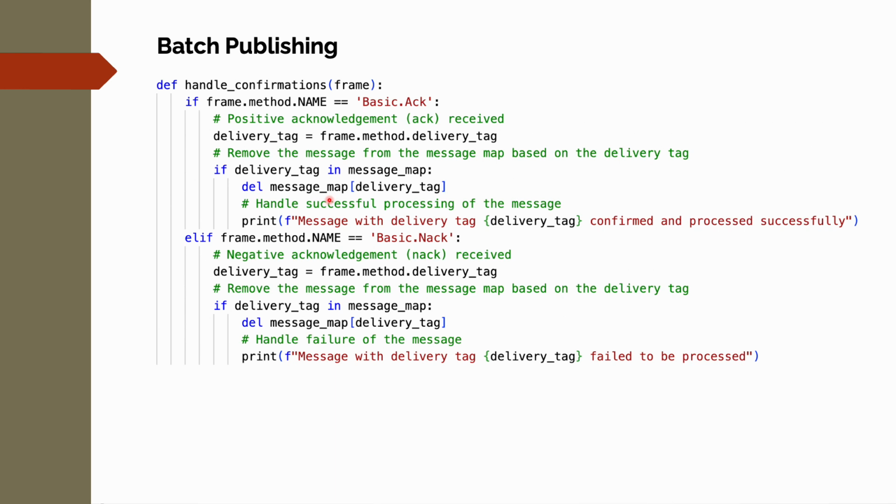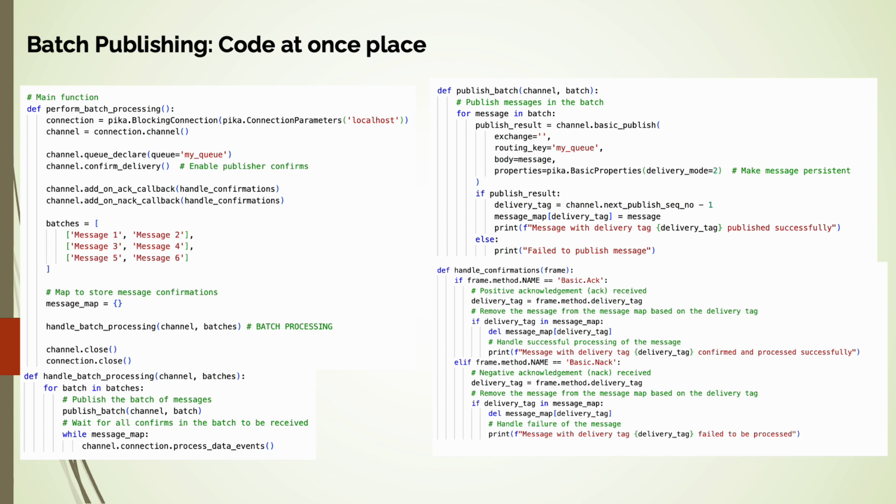Handles acknowledgements and negative acknowledgements received from RabbitMQ. Checks if the received frame is an ACK or NACK. If it's an ACK, extracts the delivery tag from the frame and removes the corresponding message from the message_map dictionary. Prints a success message. If it's a NACK, extracts the delivery tag from the frame and removes the corresponding message from the message_map dictionary. Prints a failure message. This summary provides a concise overview of each function's purpose and their order of execution within the code.